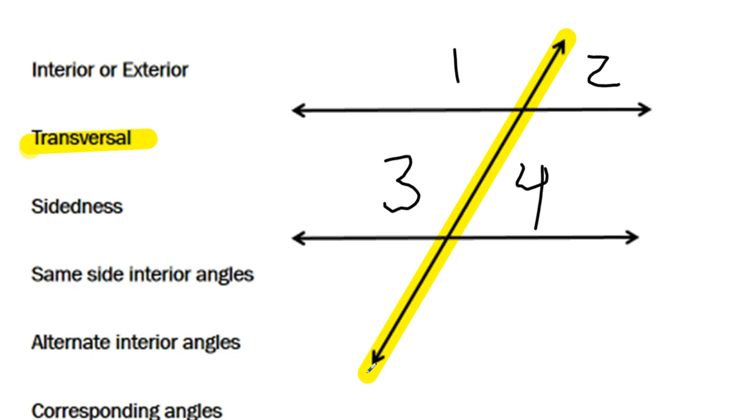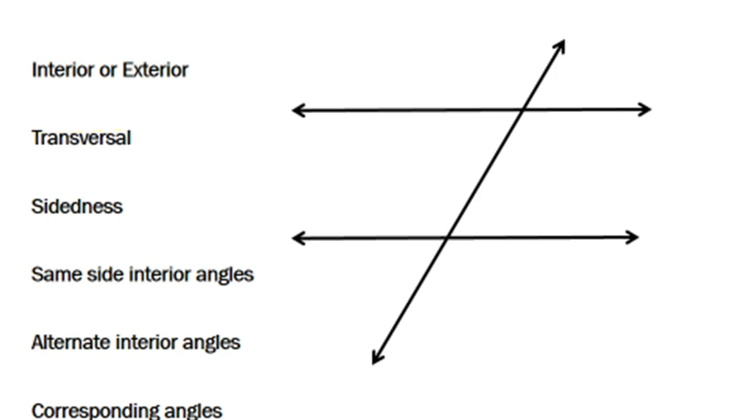3 and 4, are they on the same side or are they on different sides? Well, 3 is on the left, 4 is on the right, and so those are on different sides. What about 1 and 2? 1 and 2 are both on the left side, so they're on the same side. Okay, and let's get a little bit more specific now. I'm going to relabel these again. 1, oops, I need to change my pen, it looks like.